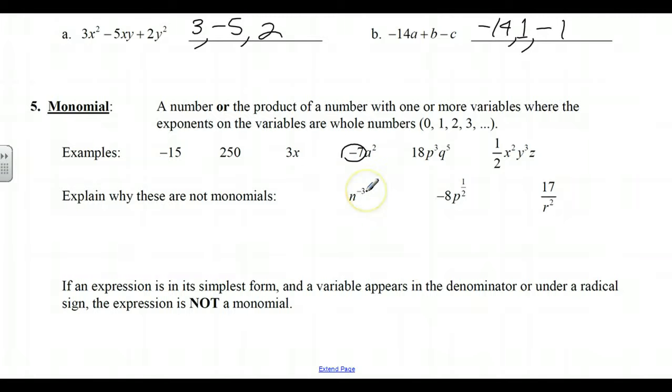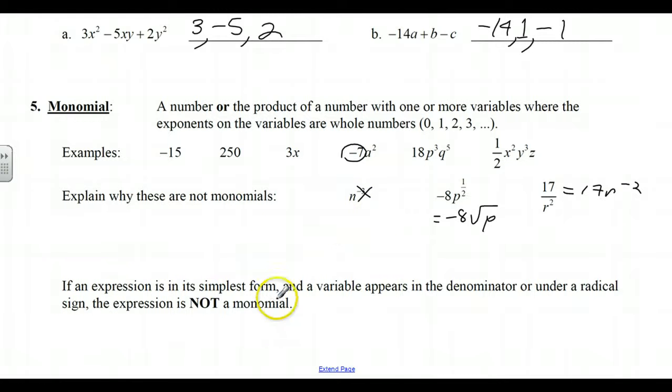N to the negative 3. That is a negative exponent. And the exponent has to be a whole number. Negative 8, p to the 1/2. Well, that's negative 8 square root p. That's too radical. 17r squared. That's 17r to the negative 2. So the exponent is not a whole number. It is an integer. And that's why these are not monomials.